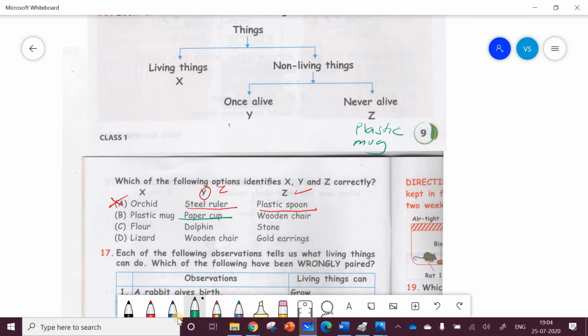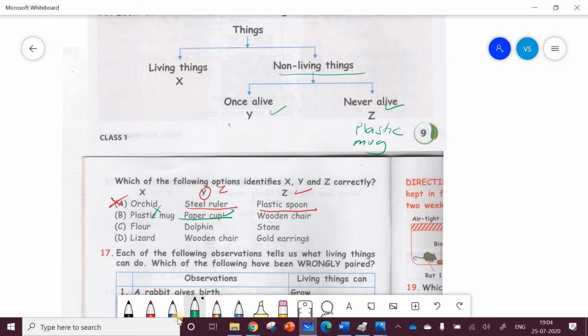Remember, paper can be alive at one time because paper is coming from a tree. A cup is not a living thing, I know that, but paper was once alive. I agree with you, but should I put it here or in the Z category? I think it's in Y. Y category. So this is correct, but this was wrong.